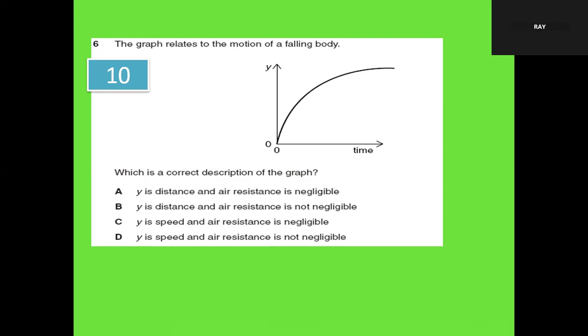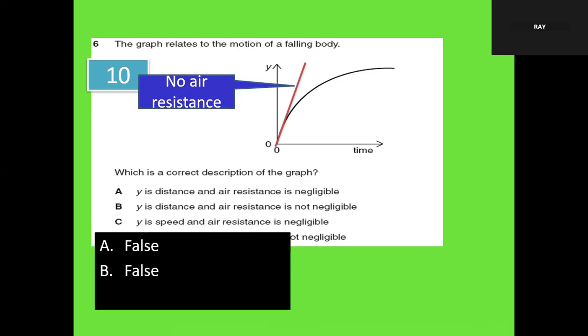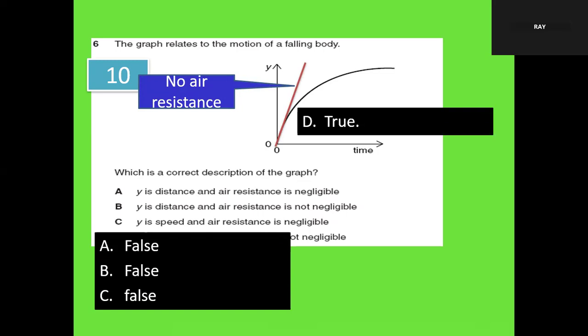Why should it be speed? What's your answer? Speed, and so it's D. Donkey, yeah. No air resistance, it would be a straight line. If it's a speed-time graph, A is false, B is false, C is false. The answer is D.